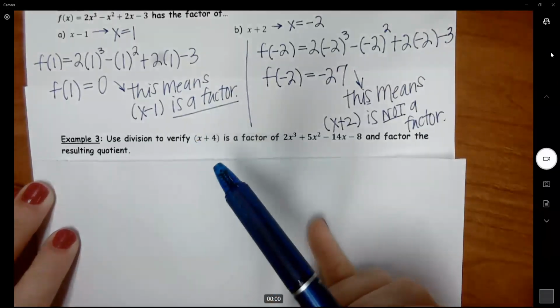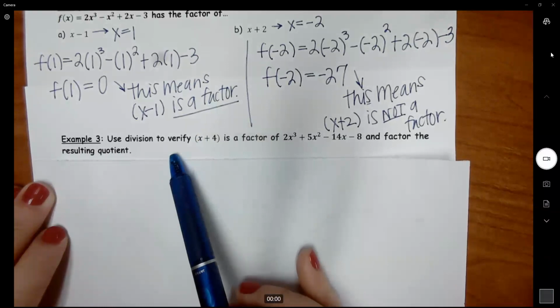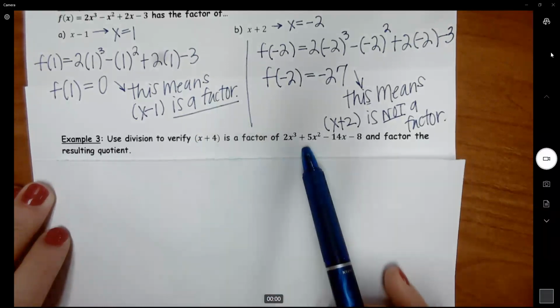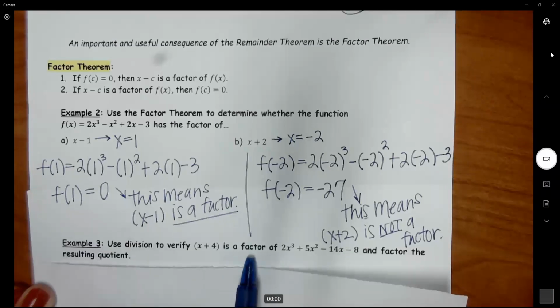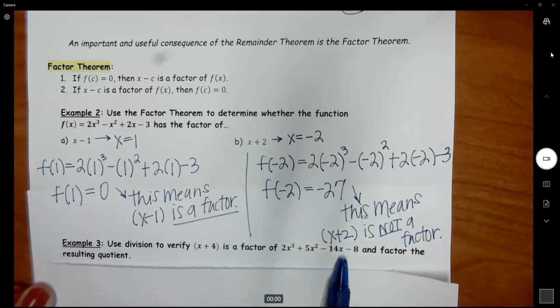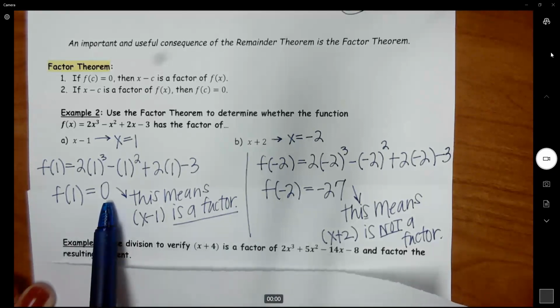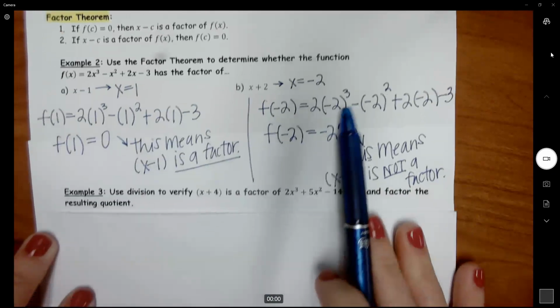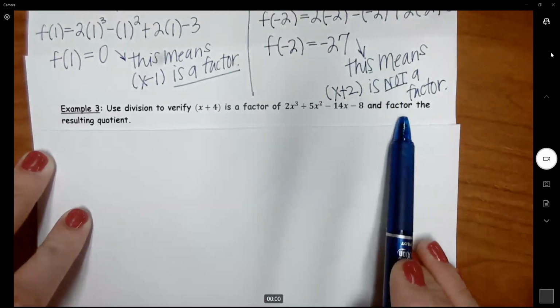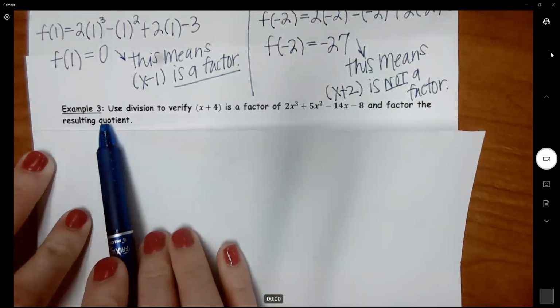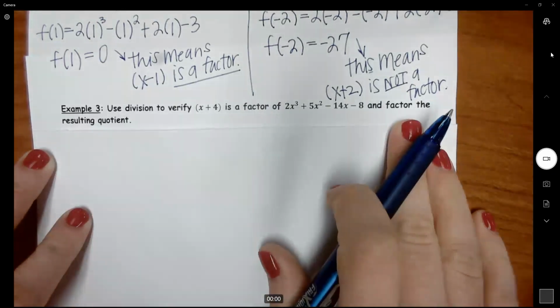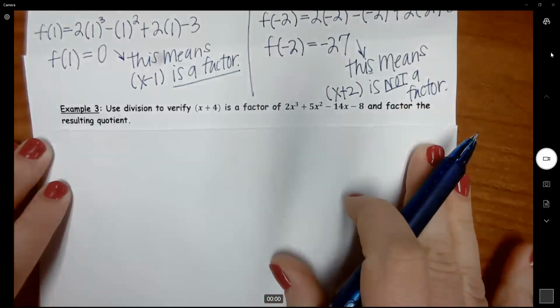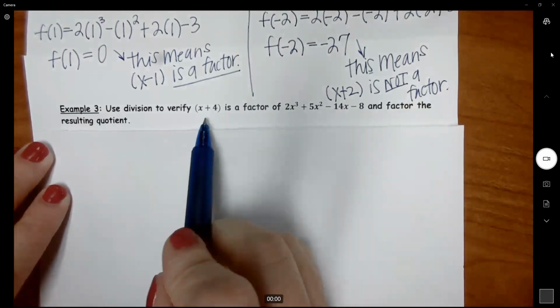The first way, and honestly the easiest way, to verify that x plus 4 is a factor, we could use the factor theorem and plug in -4 everywhere I see an x and hope that I get a 0, and that would verify that it's a factor. Because I have to factor the resulting quotient, I might as well go ahead and use synthetic division and divide so that I can then factor what's left. So let's use synthetic division then.